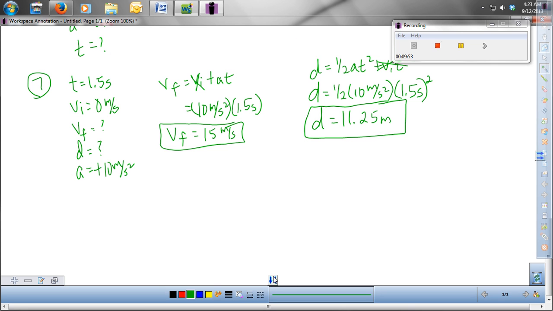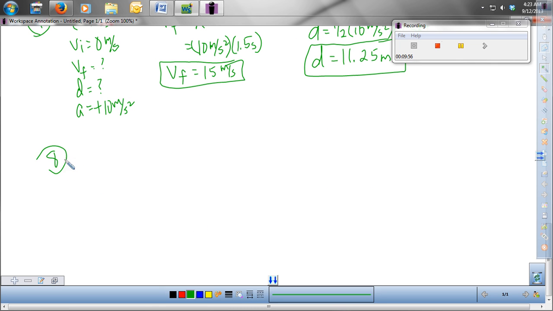All right, number 8. Number 8 says a rocket traveling at 40 meters per second, so that's VI, accelerates at 2 meters per second squared. And I'm going to go back up here and fix this one so I have two significant digits. And we know that number 9, let me see, got VI, got A, looking for, there's my distance. And we're looking for the final speed.